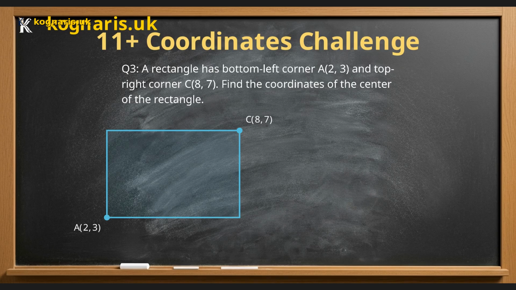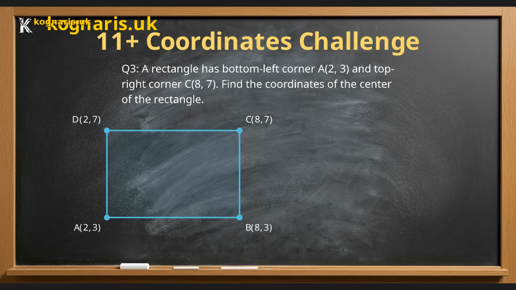Before finding the middle, we can easily find the other 2 corners by sharing addresses. The bottom right corner, B, lies directly to the right of A, so it shares A's y-coordinate, 3, and directly below C, sharing C's x-coordinate, 8. So B is at (8, 3). Similarly, the top left corner, D, is at (2, 7).